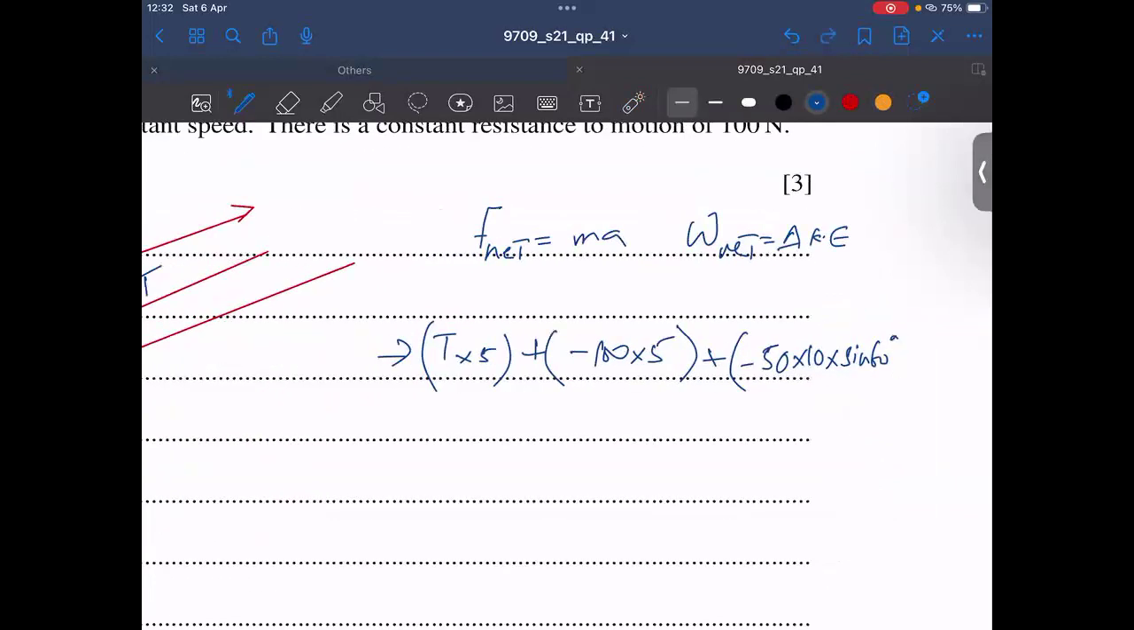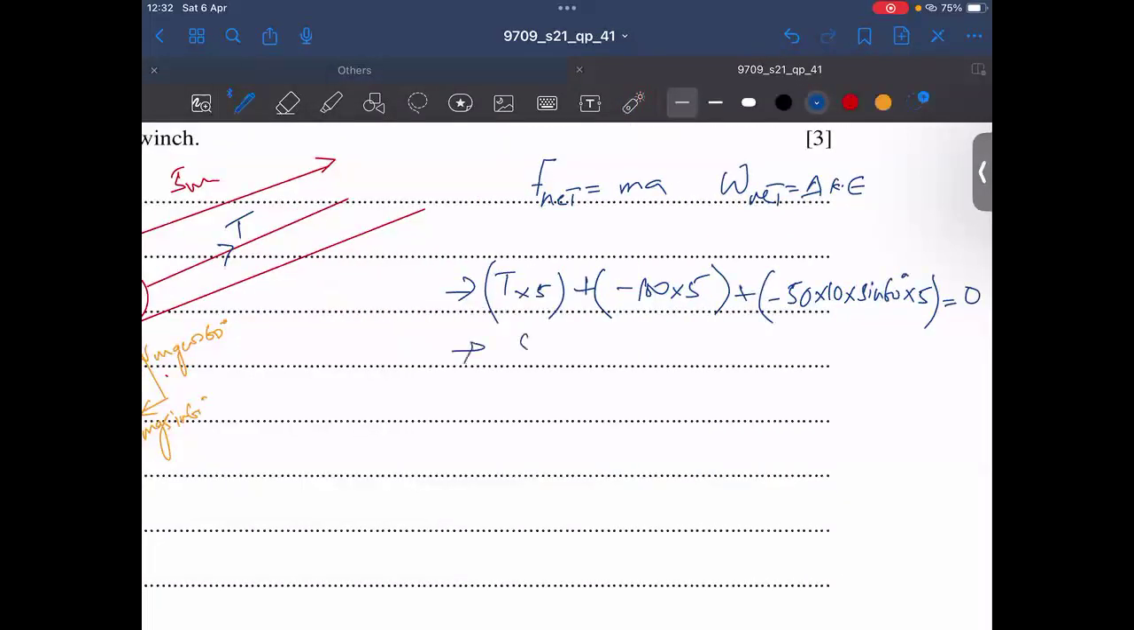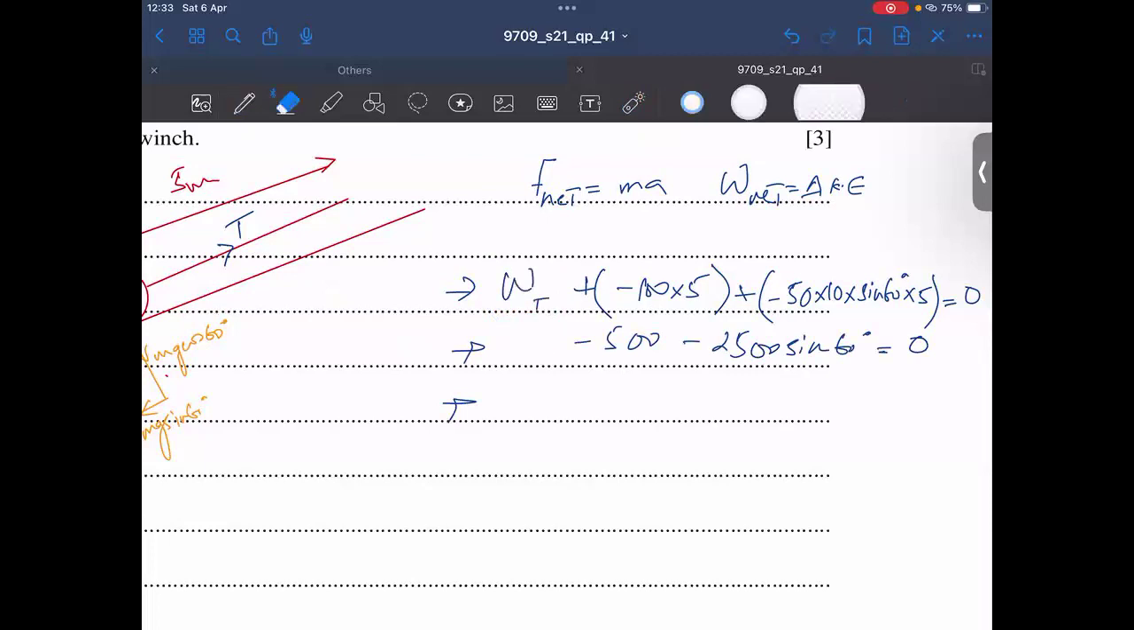And sorry, times the displacement, which is 5, equal to 0, because there's no change in kinetic energy, because the speed is constant and there's no other work done as well. So there's going to be 5T minus 500 minus 2500 sine 60 equal to 0. I'll be writing down work done by tension instead of T times 5, because that's what you are supposed to find out.